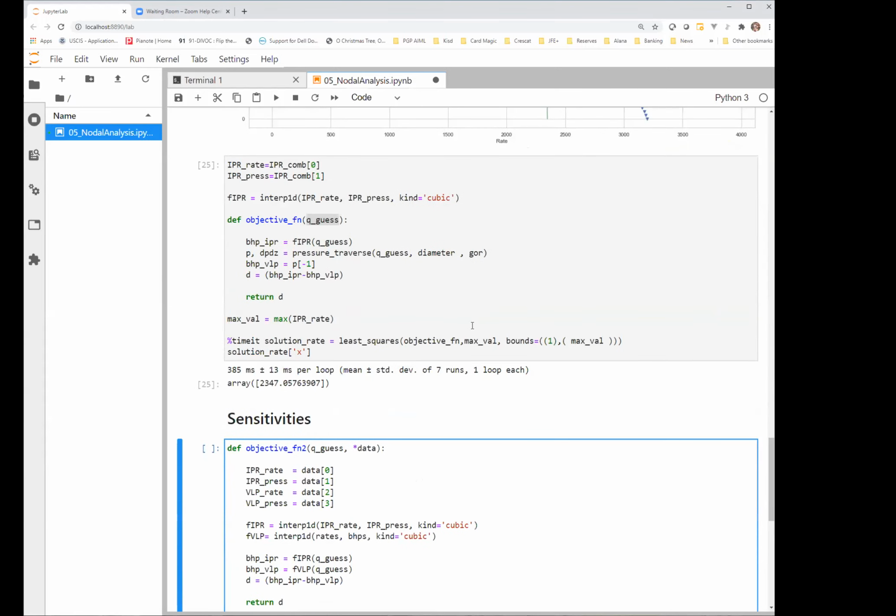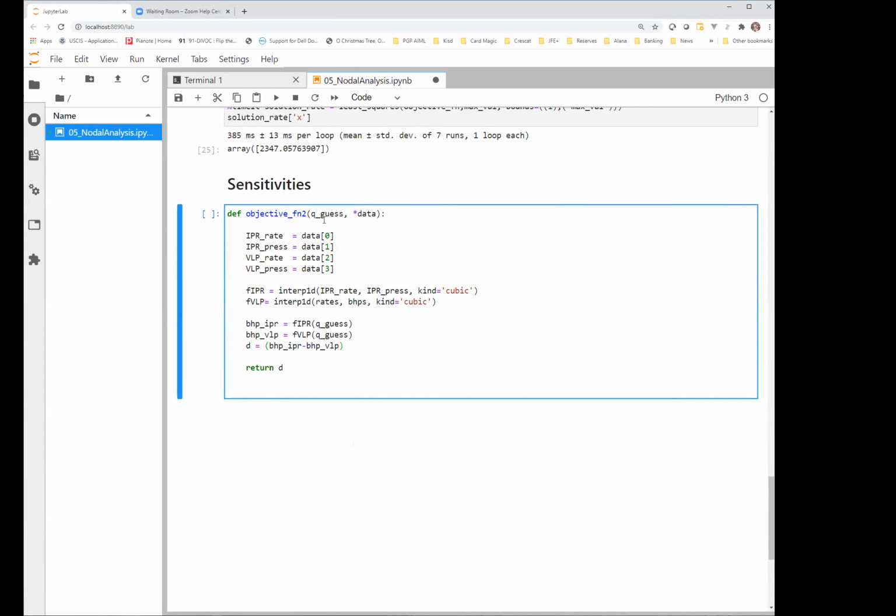Yeah. It's very similar to the other one, but in this case, we are passing multiple arguments. So we're passing the initial guess rate, and within a tuple, we are passing also data, which is additional arguments, and we know that the first argument has to be the rates, the second is the pressures, the VLP rates and VLP pressures.